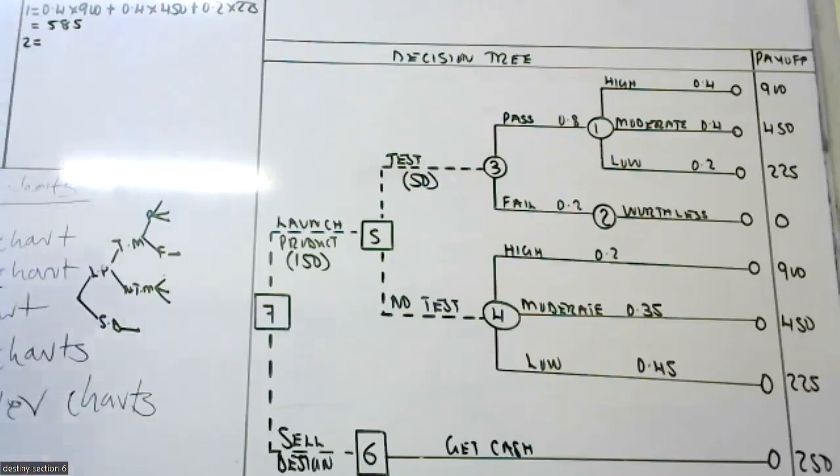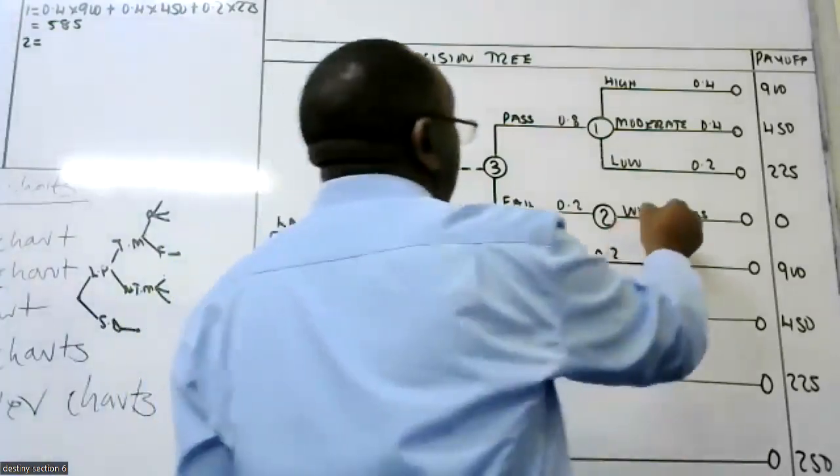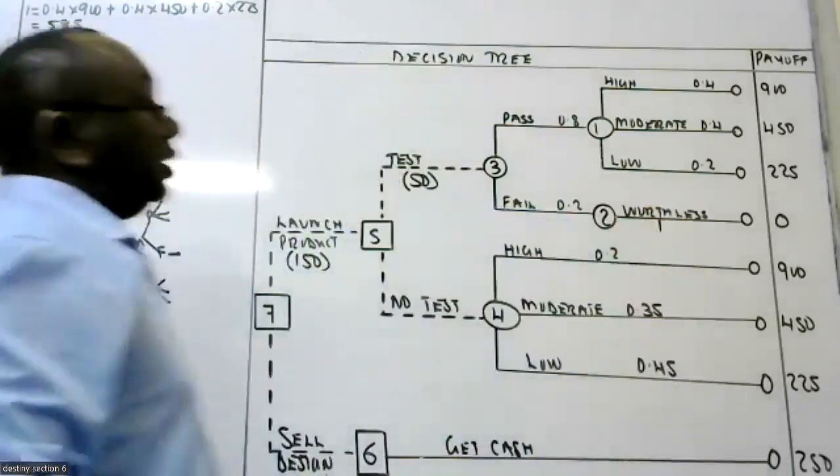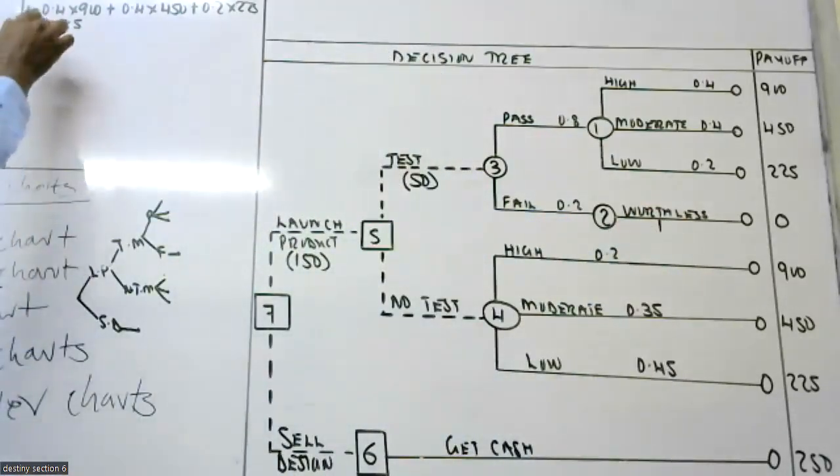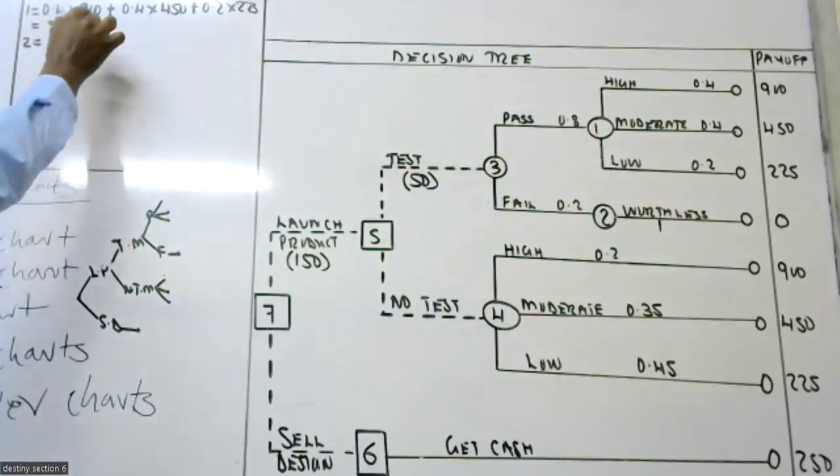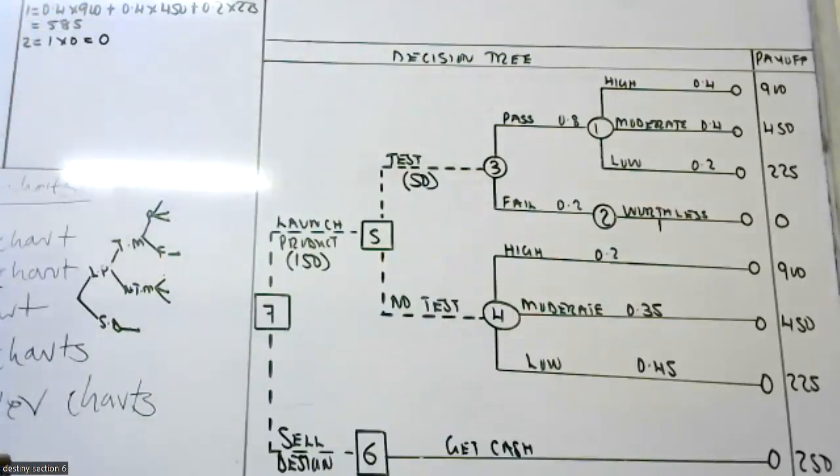Number 2, obviously here the probability will be 1. So it is 1 times 0, and the answer is 0.